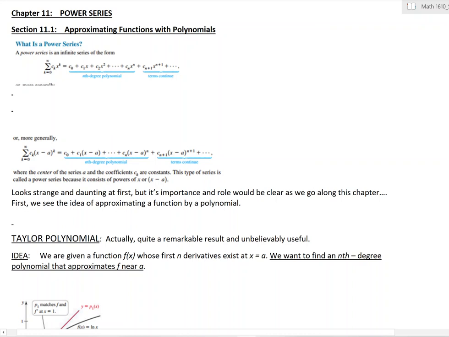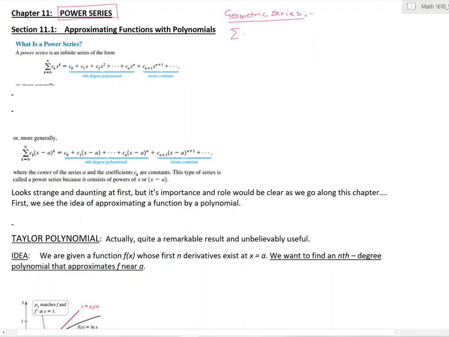So we're going to start chapter 11, the final chapter in this course, titled Power Series. So what are power series? Let's look at something that we already know. Let's look at geometric series first, and that'll give us an idea how this is a natural extension of that geometric series.